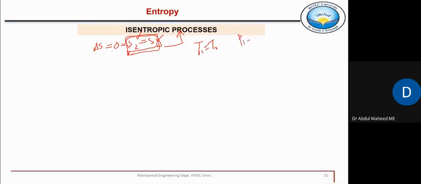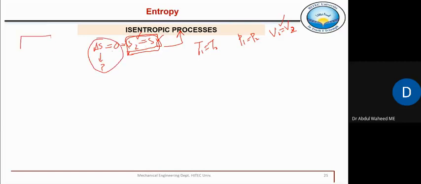When P1 is equal to P2, it is an isobaric process. When V1 is equal to V2 during any process, that is an isochoric or isometric process. Similarly, if entropy changes by 0, then it is called an isentropic process. Now, which real processes can be assumed isentropic? The question is, in which process can we use this assumption?